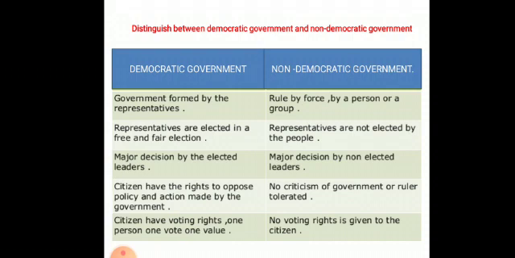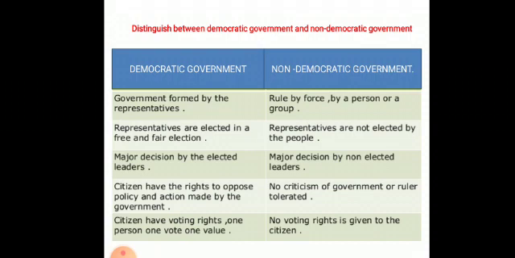Democracy is based on the idea of deliberation and negotiation. As a result, democratic political systems take time in executing decisions. In a democratic government, citizens have the right to oppose policy and action made by the government. But in a non-democratic government, no criticism of the government or ruler is tolerated. People don't have any right to criticize the government in a non-democratic government.